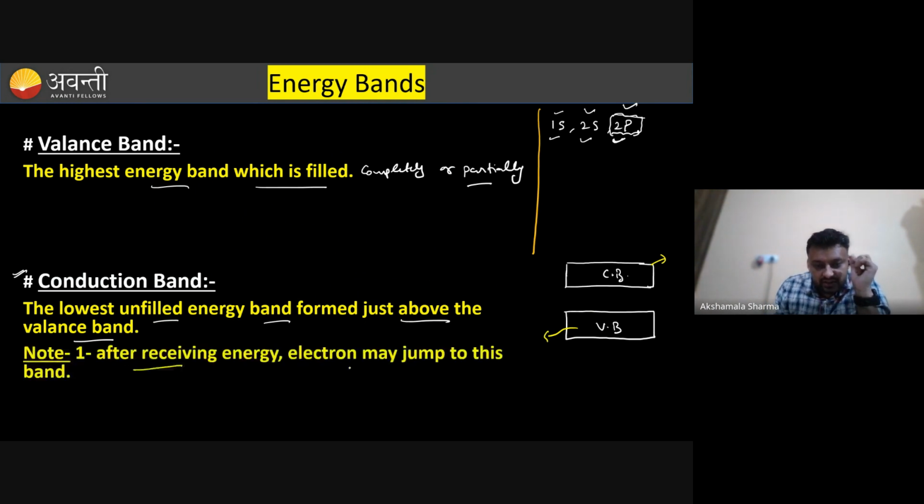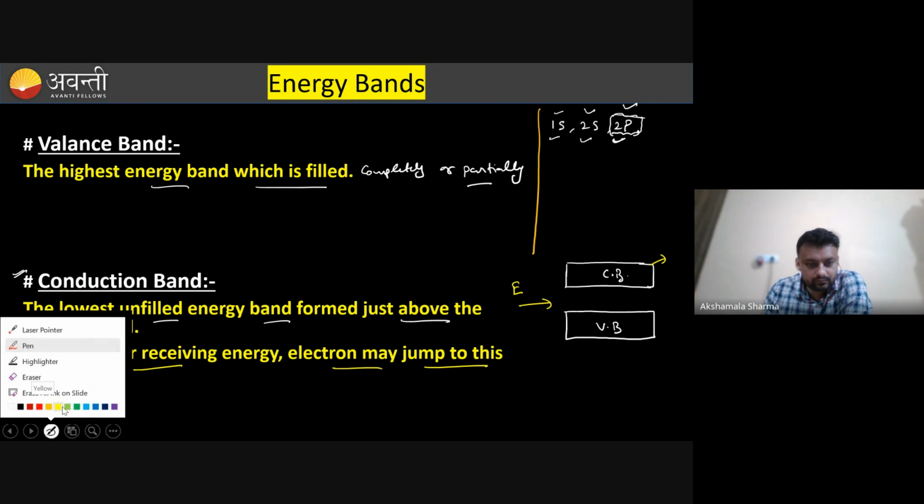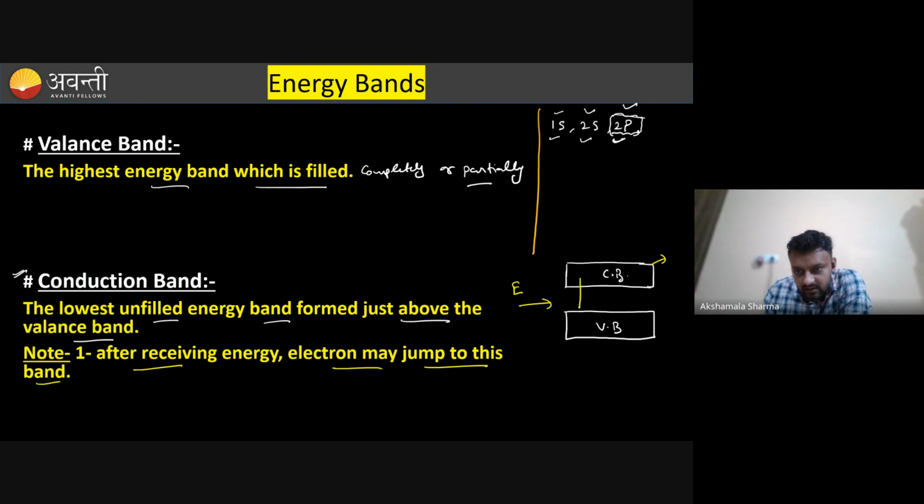After receiving energy, the electron may jump to this band. This band means the conduction band. So if you have given it some energy, the electrons may jump from the valence band to the conduction band. So I can draw it like this. So electrons have jumped. They have reached the conduction band.